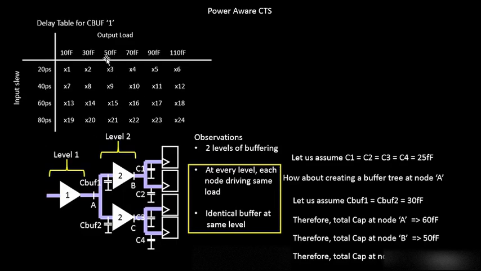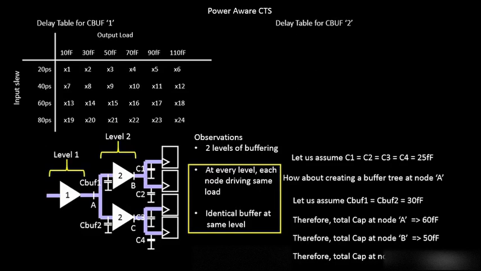So values inside this particular table will be all delay values. It basically says that if this particular buffer has an input slew of, let's say, 80 picoseconds and an output load of, let's say, 70 femtofarads, the delay of this particular cell will be x22. Okay, let's take one more example.